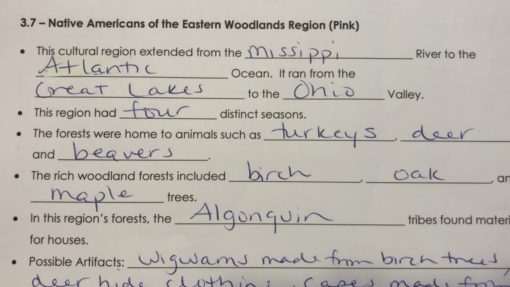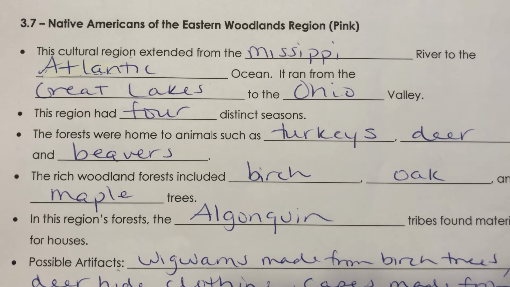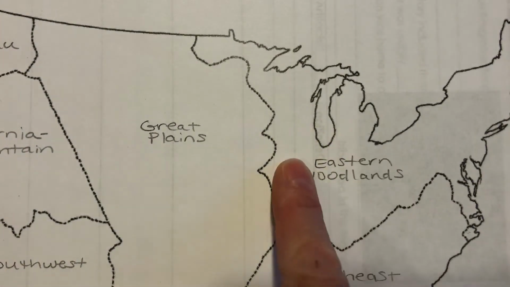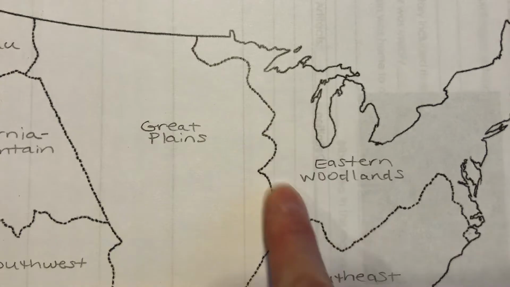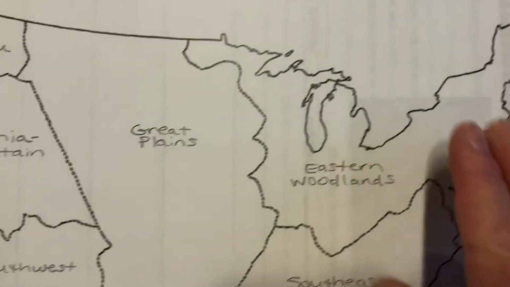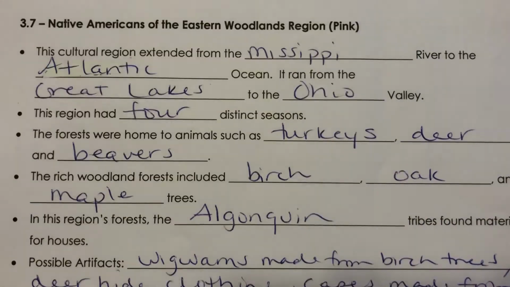Now maybe you're thinking, well, that last one said it extended from the Mississippi River as well. How is that possible? Well, maybe you can see on your map, take a look. The Eastern Woodlands and the Great Plains bump right up next to one another. Okay, so they border each other. So they share that Mississippi River. And for us, we've got the Atlantic Ocean over here.